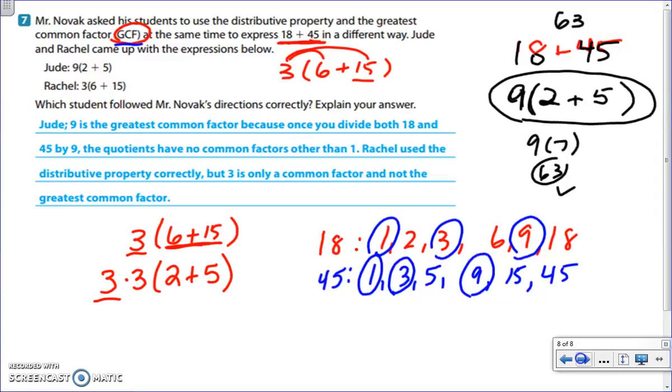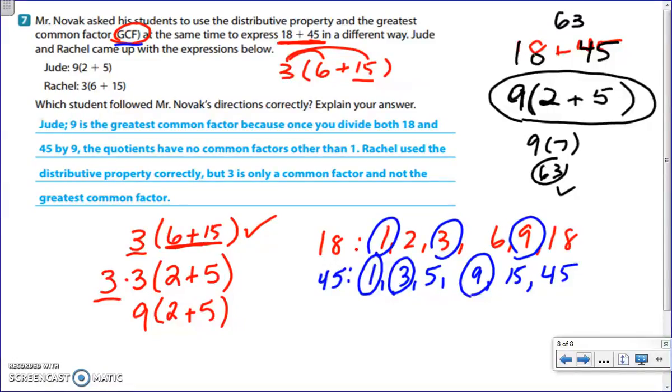And so I now have a 3 times a 3 on the outside and a 2 plus 5 on the inside, and I notice that I can eventually get to the same thing that Jude got, 9 times 2 plus 5. So this is a good first step, but it's not the greatest common factor that they've pulled out on the outside. And so yeah, that's basically what those blue words say. She didn't use the greatest common factor. She used a factor. She used the distributive property correctly, but she did not pull out the greatest common factor.